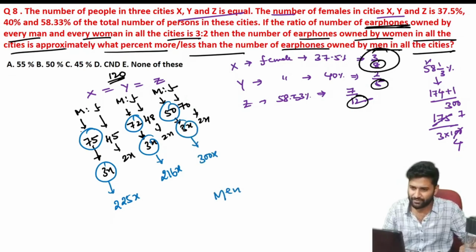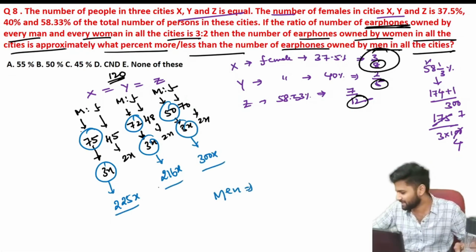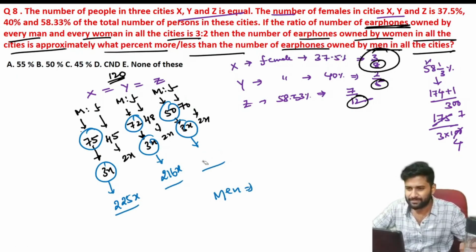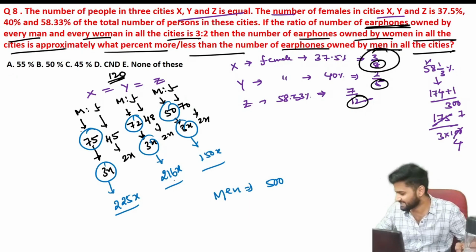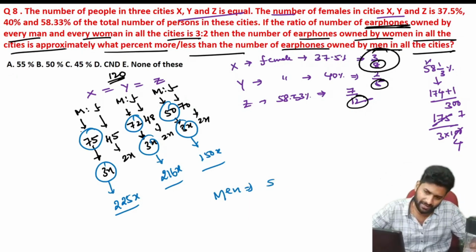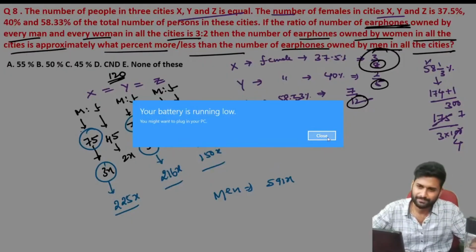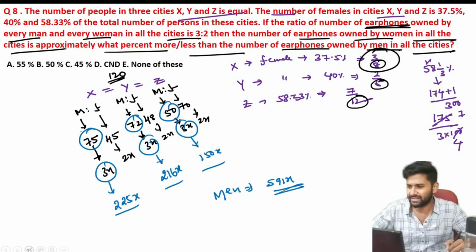Now what do I get as the value from men? 225 plus 216 plus 300. Sorry, it's 150, right? Now see 200, 400, 500. Now here 25 plus 75 plus 16 is exactly equal to 91. So total value becomes 591x. It's 591x.